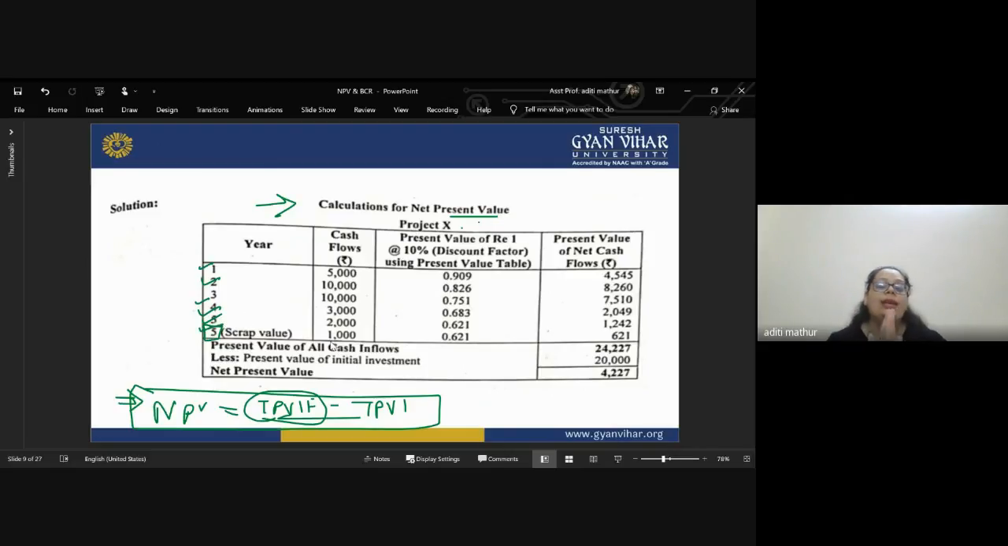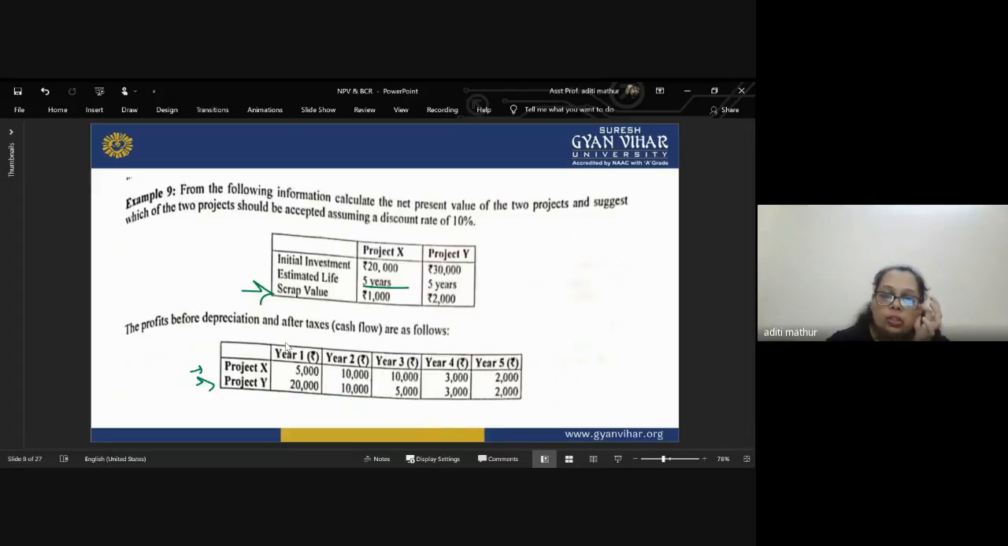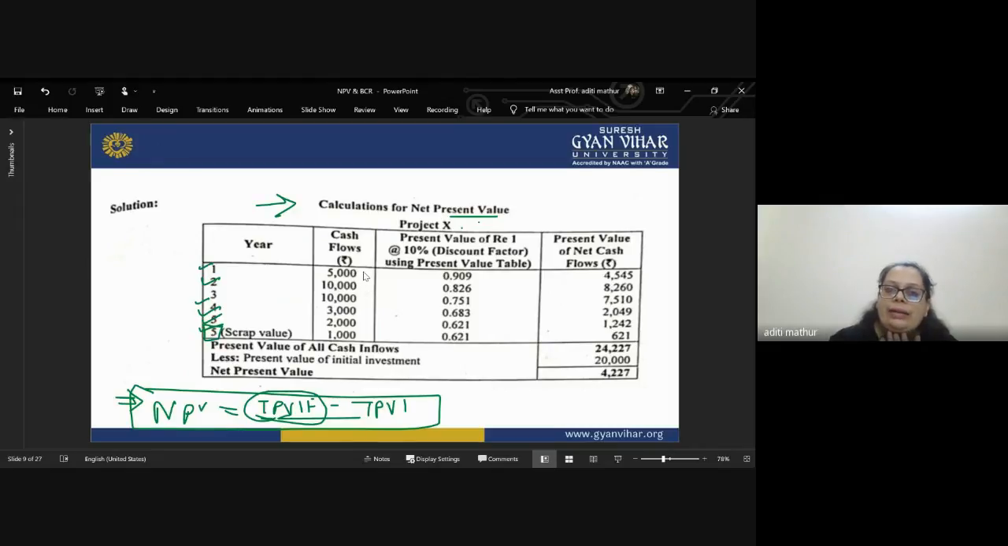The scrap value is considered in your present value inflows. Why? Because in the beginning itself, I have told you it is total present value of all cash inflows. In all cash inflows, your scrap value income is also added. Right, so the values of X that you had, 5, 10, 10, 3, 2, we have written here, 5, 10, 10, 3, 2 and 1000 is our scrap value.